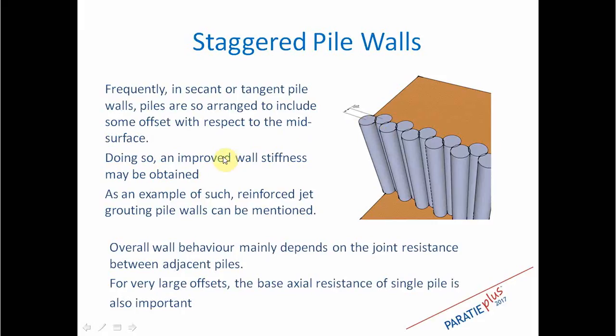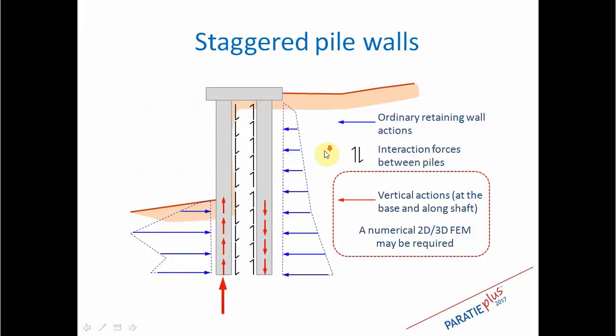Of course, this wall works as a combined wall if the single elements can share shear forces along the joints. So what happens in a staggered pile wall? Normally there are these situations. These are the forces acting.